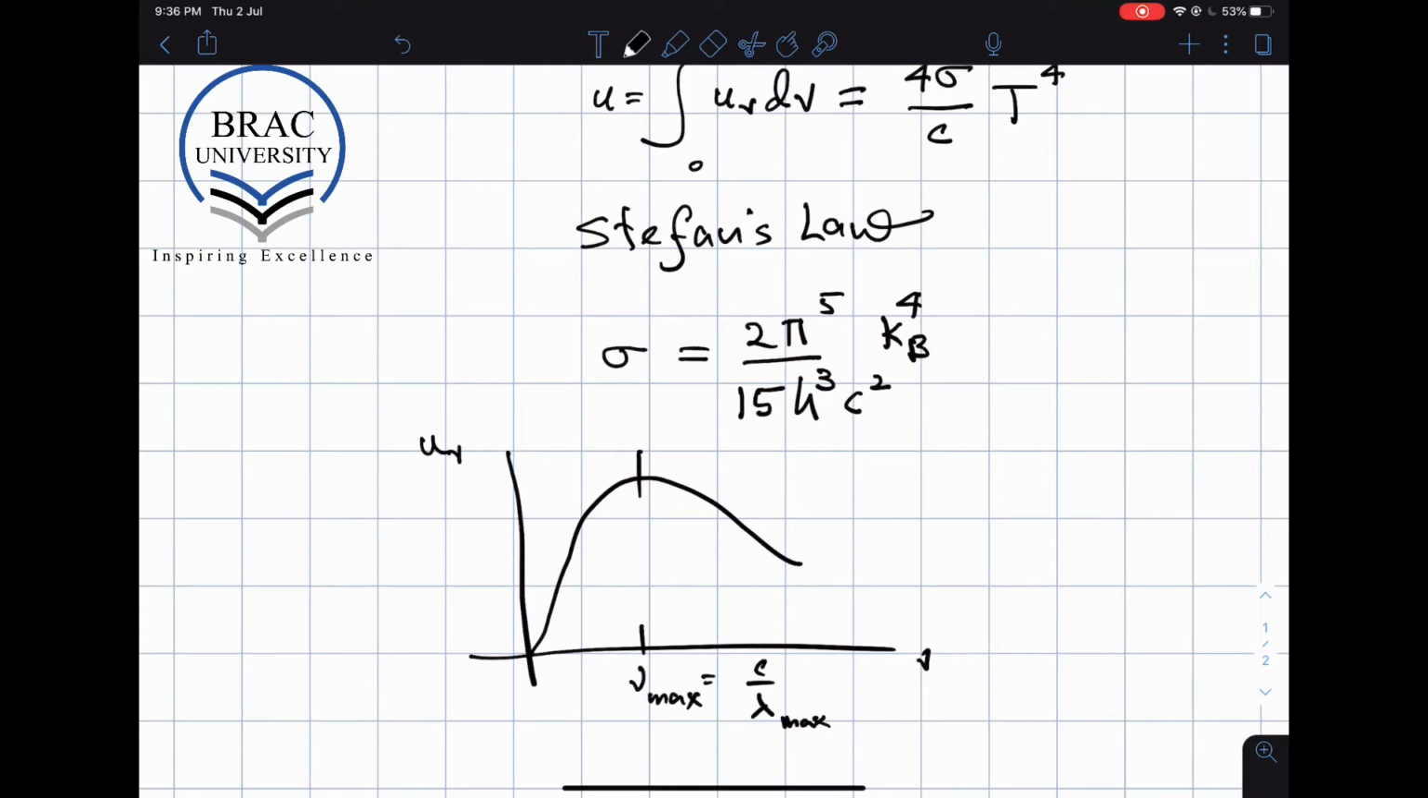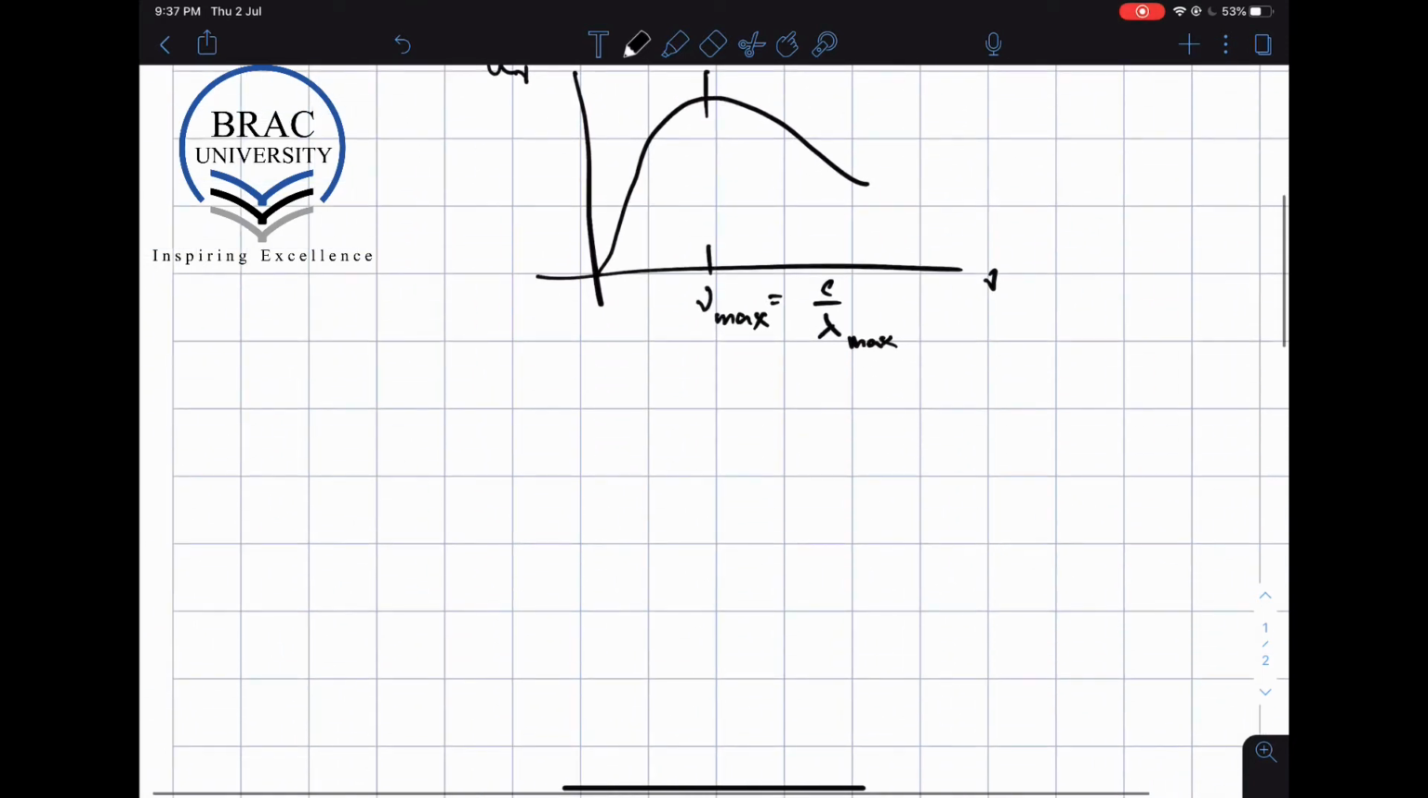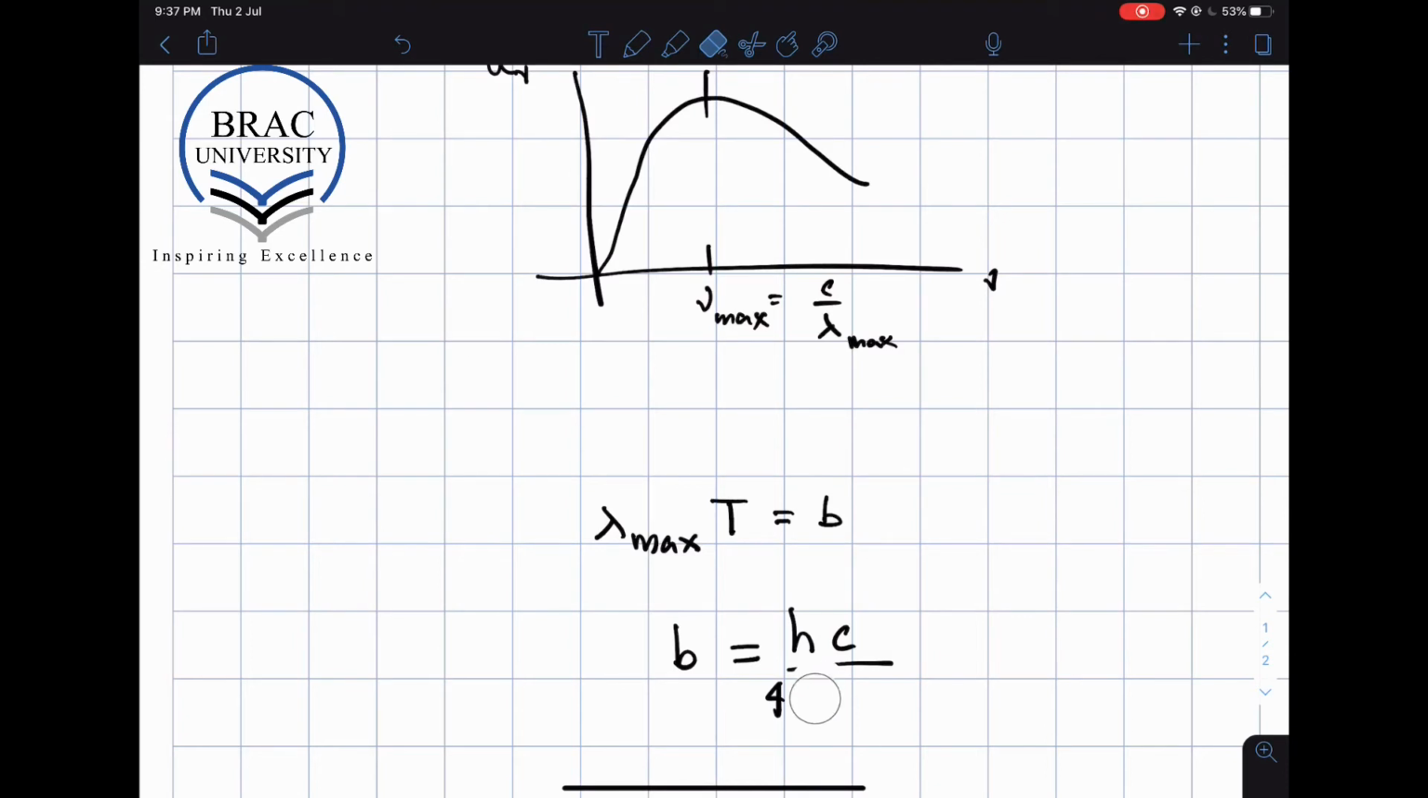So if you go back to the expression that Planck derived, you can derive from this an expression for the maximum wavelength lambda max, that is the wavelength at which the radiation reaches its maximum, and that times T will be given by a constant B, where the value of B you can calculate it to be, B is given by HC divided by 4.965 kb.